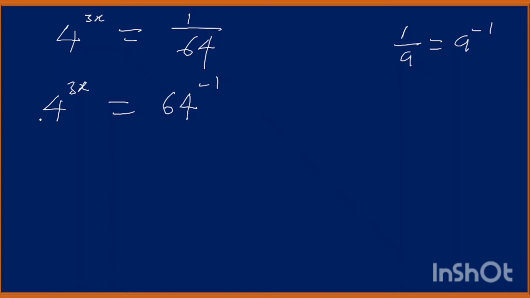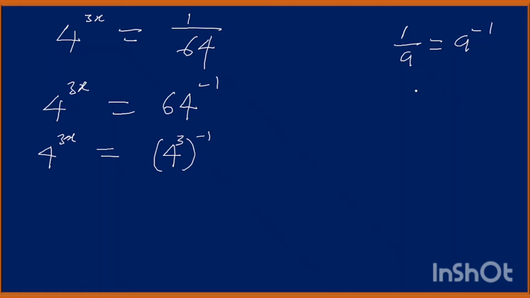So the next thing is to make the bases look alike. This is 4, this is 64. So how can I make 64 to be 4 or 4 to be 64? So that is very, very simple. That is because this is 4 raised to the power 3x is equal to, this is 4 raised to the power, because 4 times 4 times 4, so 3. Because 4 times 4 times 4 will give me 64. You can check that. Raised to the power minus 1. So this is what we have.